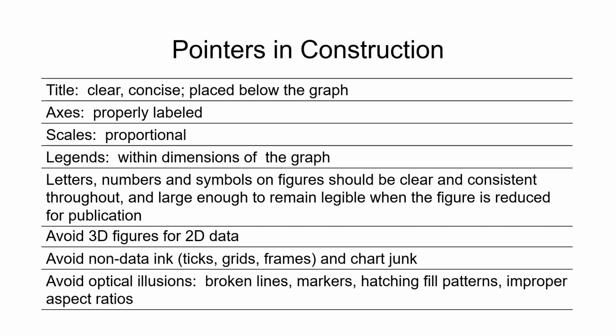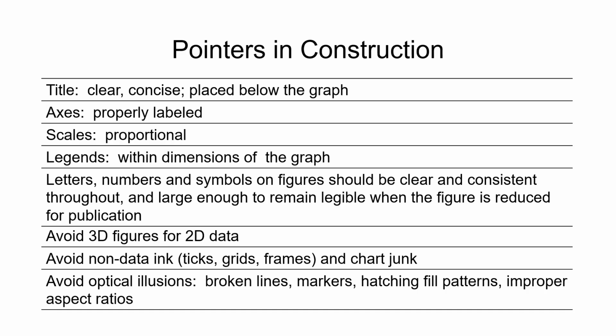Like tables, there are pointers in constructing graphs. The title should be placed below the graph. It should be clear and concise. The axis should be properly labeled. The scale should be proportional. The legend should fall within the dimensions of the graph. Letters, numbers, and symbols should be clear and consistent and large enough to remain legible.